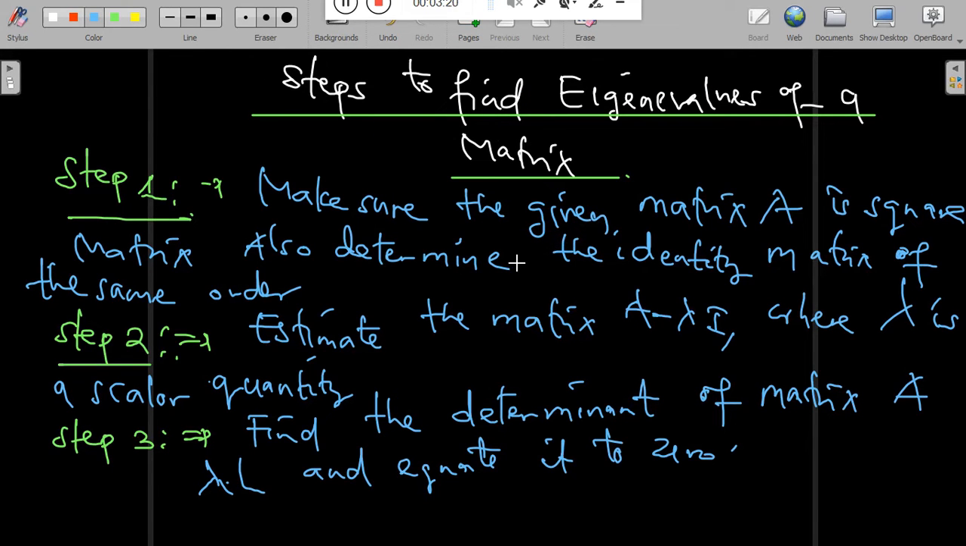Let's look at the steps to find the eigenvalues of a matrix. The first step: make sure the given matrix A is a square matrix, and also determine the identity matrix of the same order. Second, estimate the matrix A minus lambda I, where lambda is a scalar quantity. Step 3, find the determinant of A minus lambda I and equate it to 0.